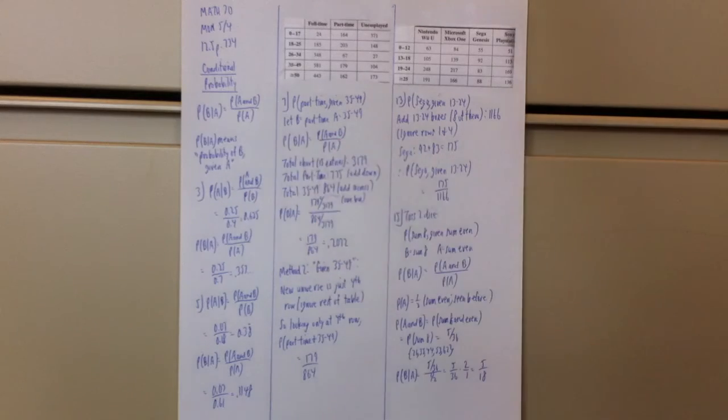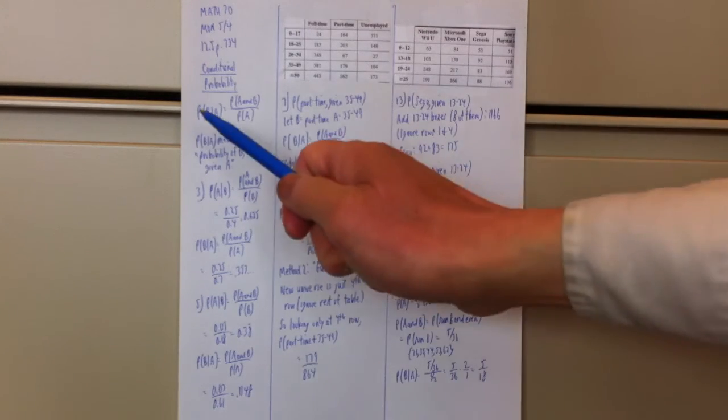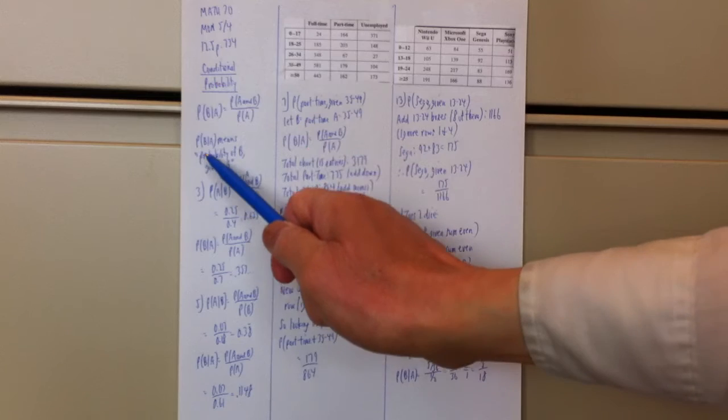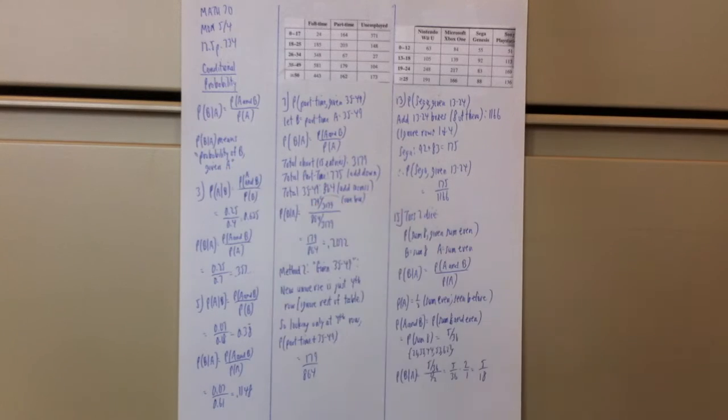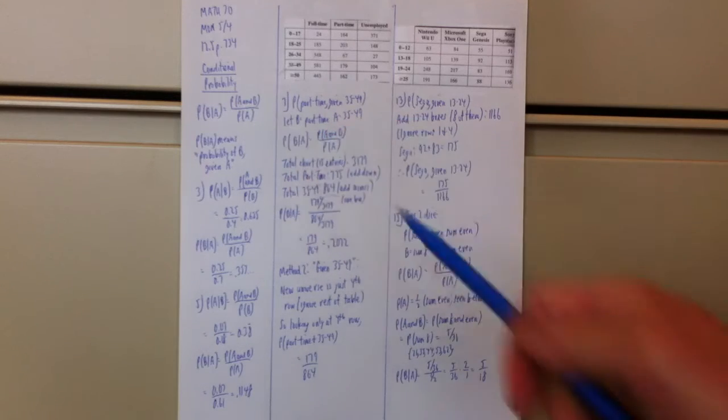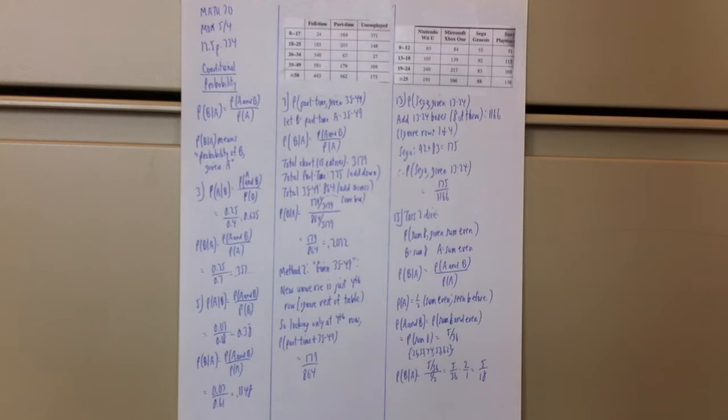Here's a conditional probability formula. It says the probability of B given A, that slash says the probability of B given A. That means you already know that A has occurred. So that's equal to the probability of A and B divided by the probability of A.